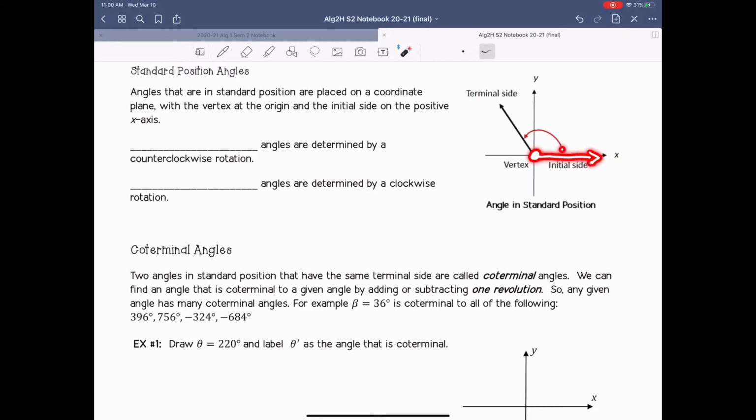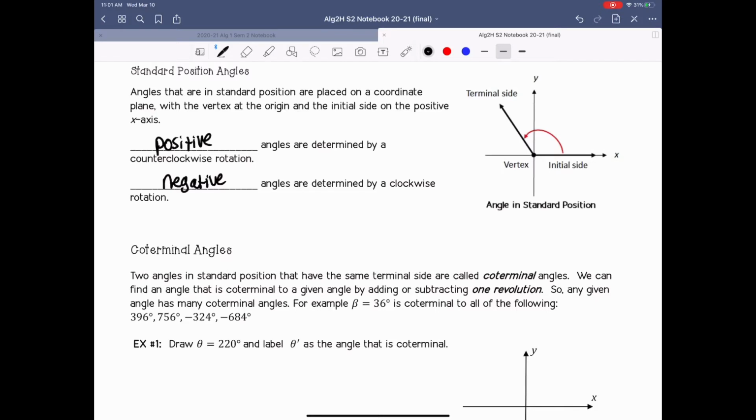Now, there's two different directions we could go from the initial side of the angle. We could either go counterclockwise, and if we go counterclockwise, that's going to create a positive angle measure. Okay, so positive angle measures are determined by counterclockwise rotations. Or from the initial side, we could go clockwise. Now, if we have a clockwise rotation, that's going to give us a negative angle measure. Okay, so negative angles are determined by clockwise rotations.